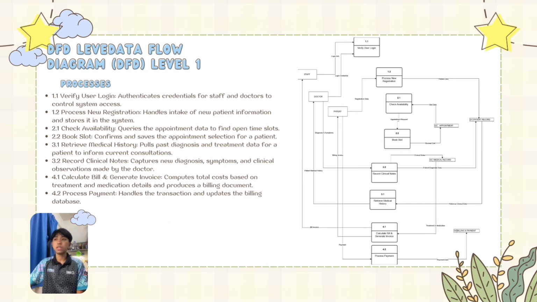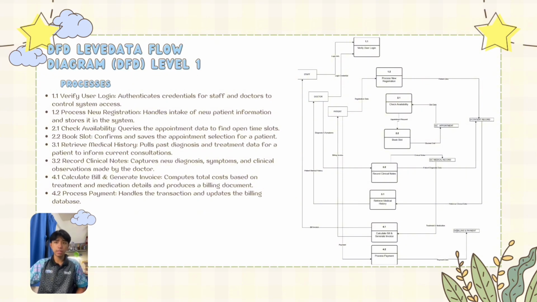In this diagram, there are 8 processes. The first one is 1.1, verify user login, and then 1.2, process new registration, and then check availability, book slot, retrieve medical history, record clinical notes, calculate bill and generate invoice, and the last one is process payment. To understand this system, let's trace the happy path of a patient interaction. The first one is authentication.